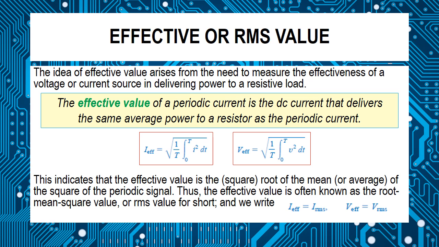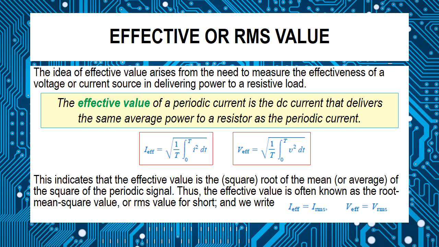Next, we'll be discussing the effective or RMS value. The idea of effective value arises from the need to measure the effectiveness of a voltage or current source in delivering power to a resistive load. The effective value of a periodic current is a DC current that delivers the same average power to a resistor as the periodic current. So we have the formula for the effective current and effective voltage.